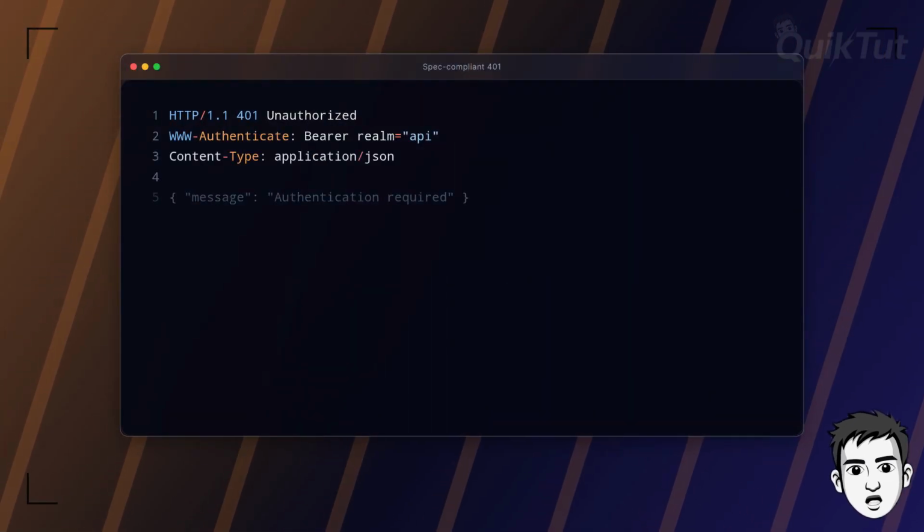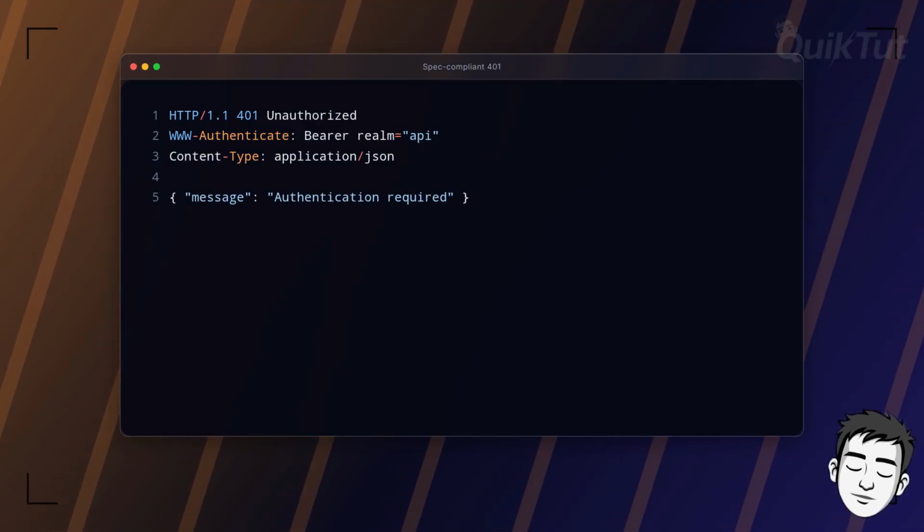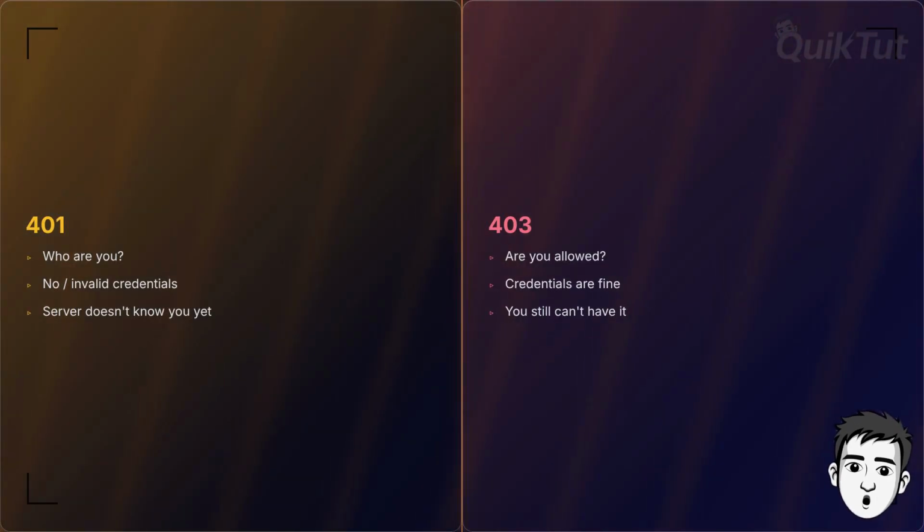A proper 401 includes a WWW-Authenticate header telling you how to log in. Most APIs skip it. 403 is the one people confuse with 401.